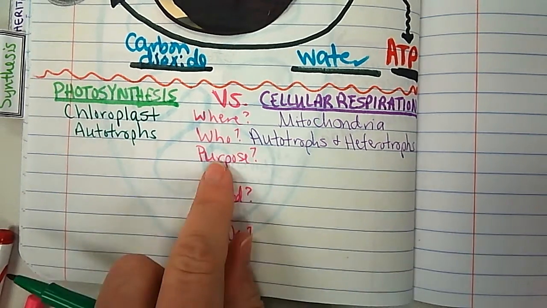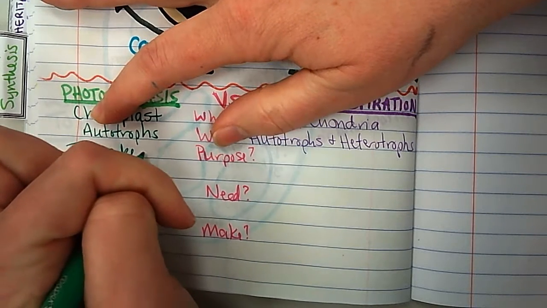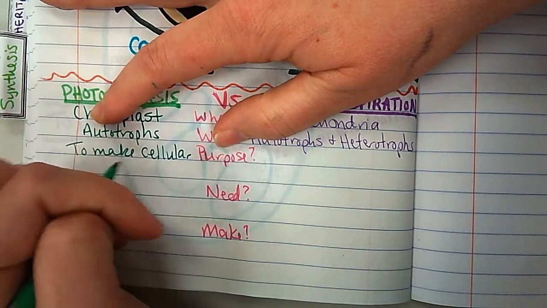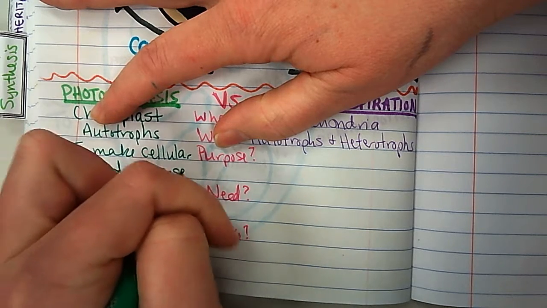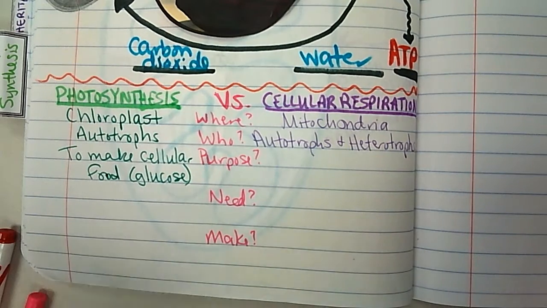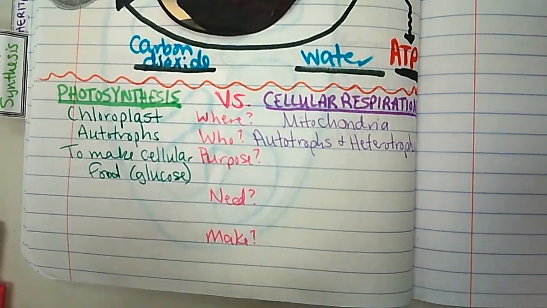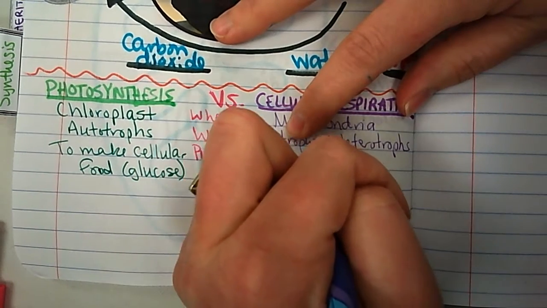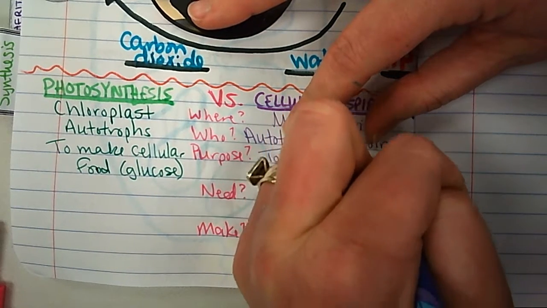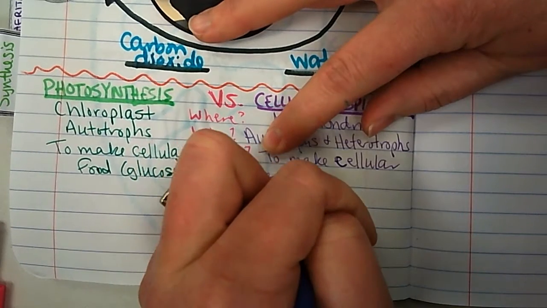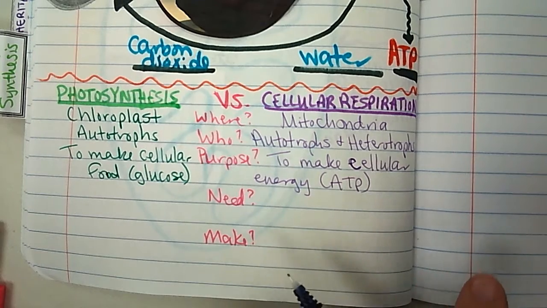Okay, so the purpose, what is the point of photosynthesis? To make cellular food, which is called glucose. Okay, that's the point, is to make the food. And the point of cellular respiration is to take that food and do what? To make energy. Let's say cellular energy. Okay, so the point is to make cellular energy.